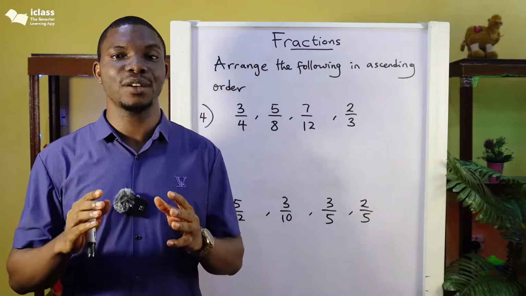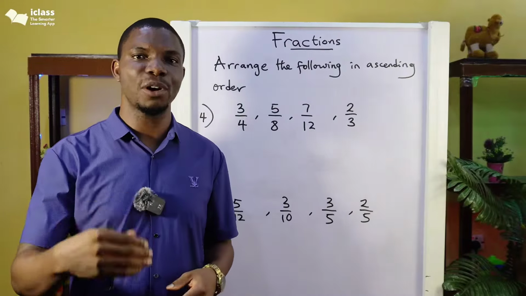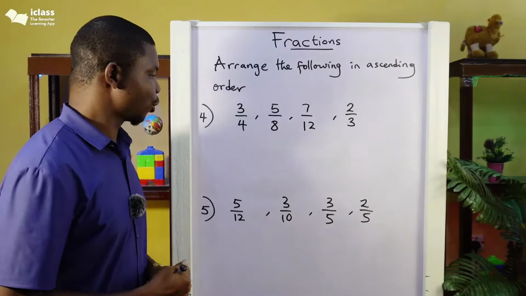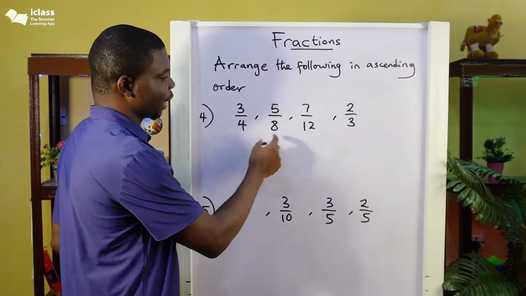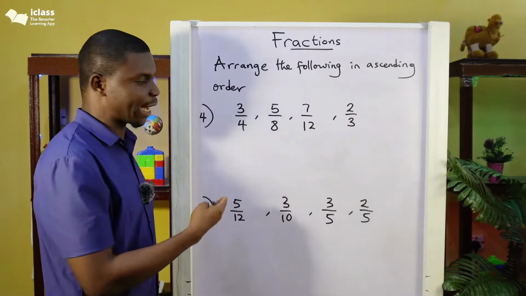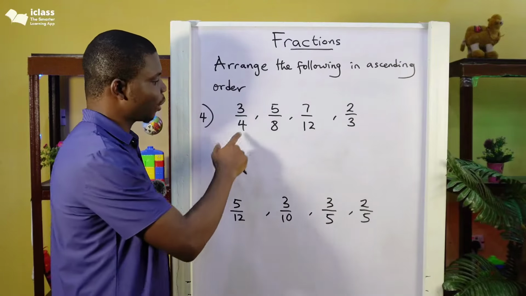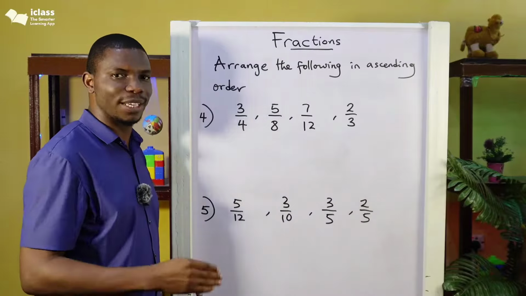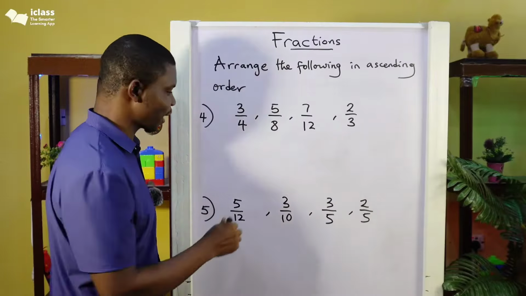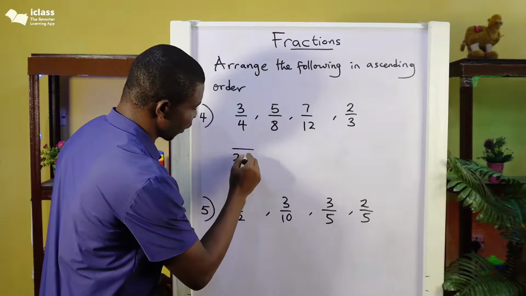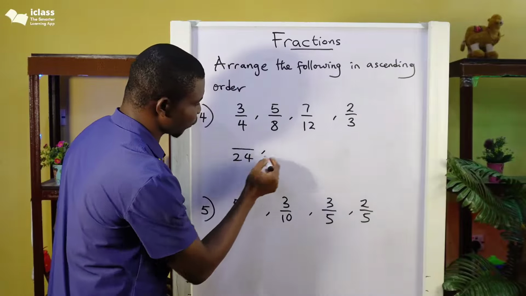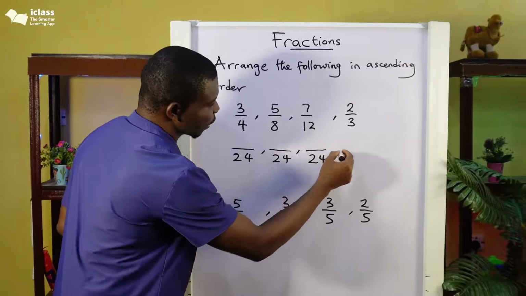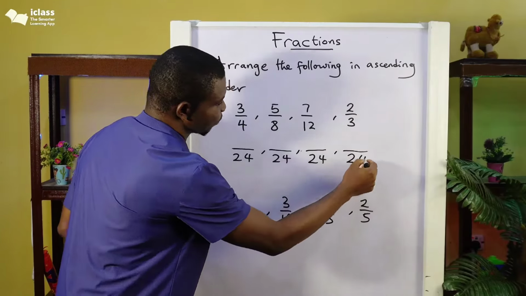We are still comparing fractions. This time around, we have more than two fractions to compare, so we can't use that first method, right? So we have to look for the equivalent fractions of each of these that have the same denominator by looking for the LCM of 4, 8, 12, and 3. So what's the LCM of 4, 8, 12, and 3? 24, right? So we are going to look for the equivalent fraction of 3 over 4 with denominator of 24. Same with this, and then same with this.